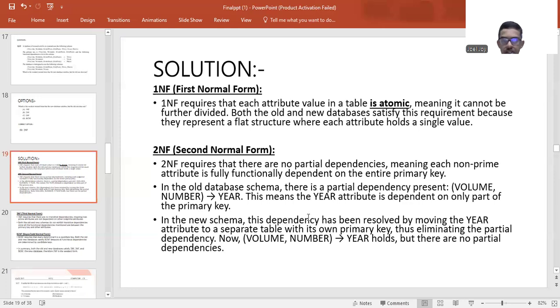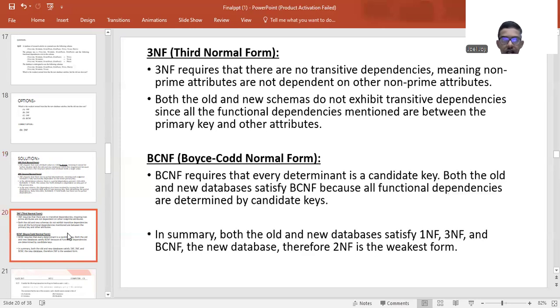In the new schema, this dependency has been resolved by moving the year attribute to a separate table with its own primary key, thus eliminating the partial dependencies. And now when we come to the BCNF, the Boyce-Codd normal form, it requires that every determinant is a candidate key.